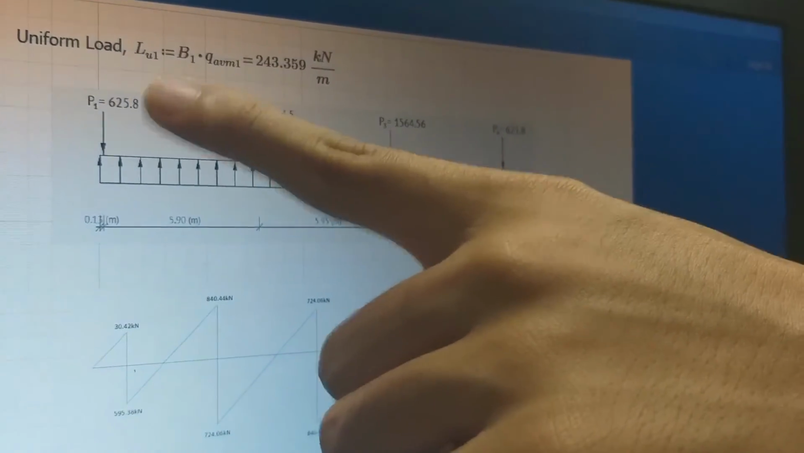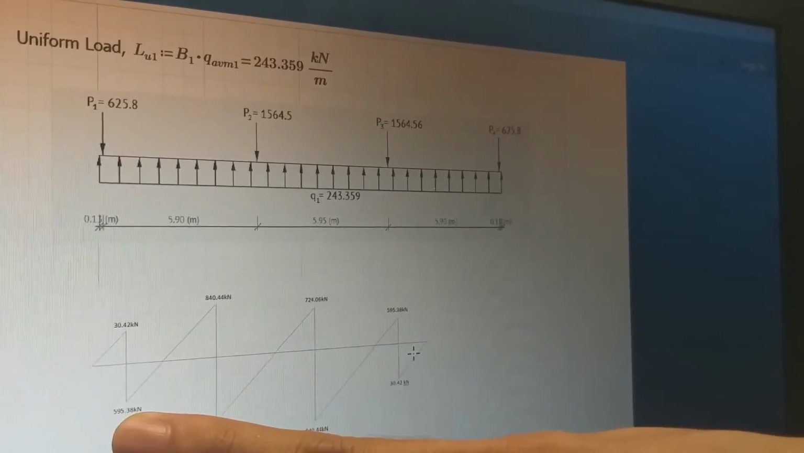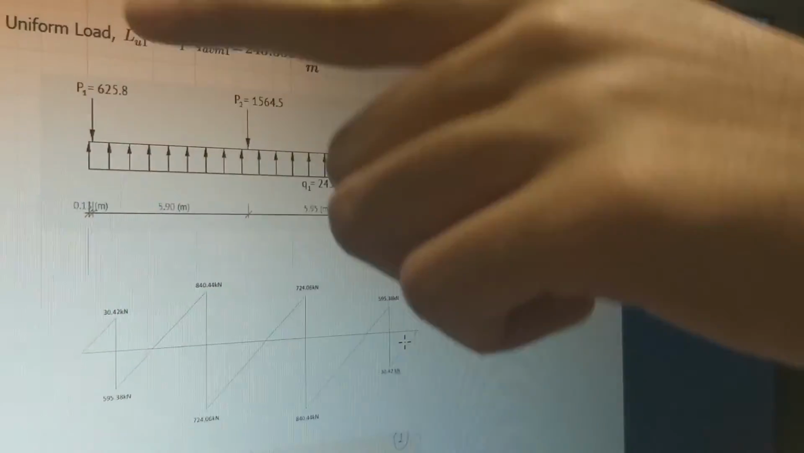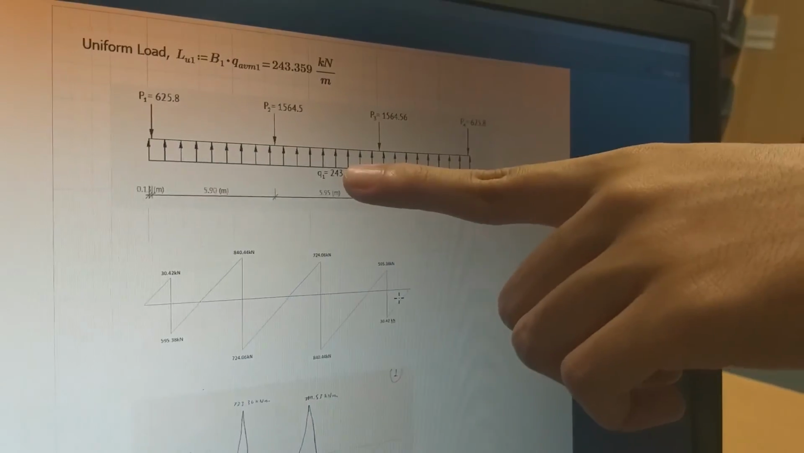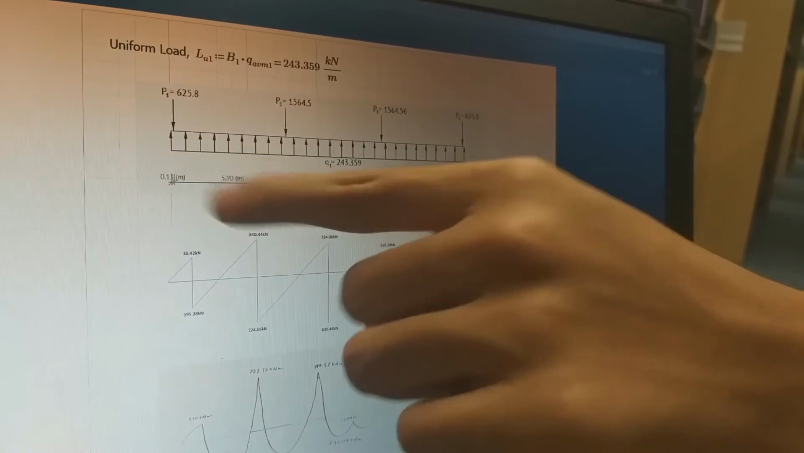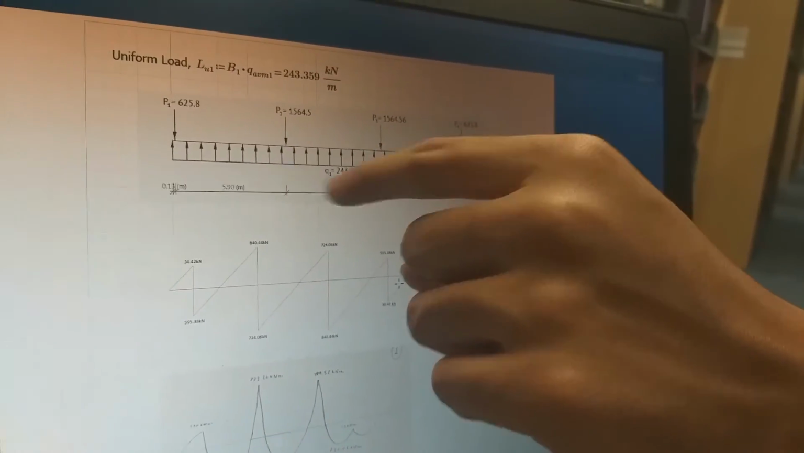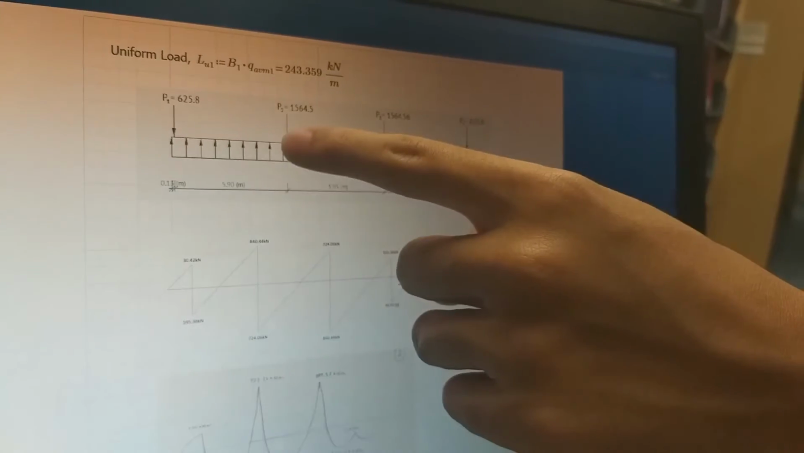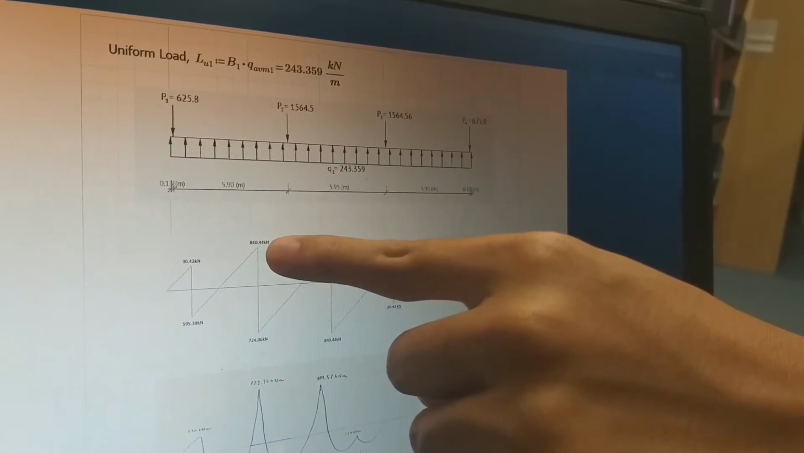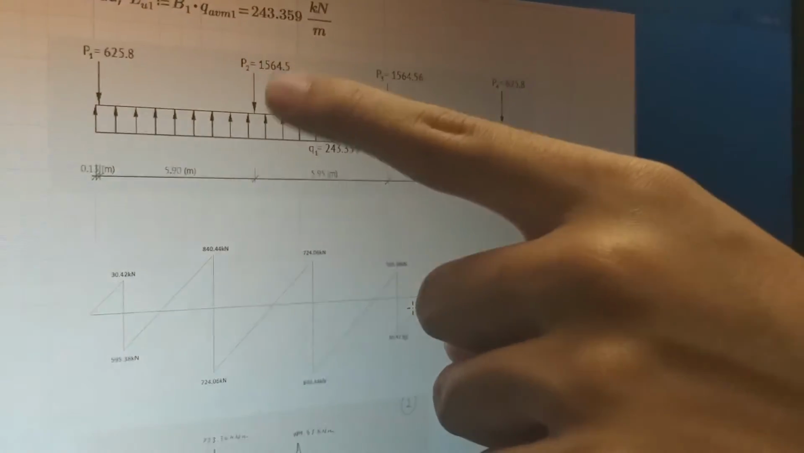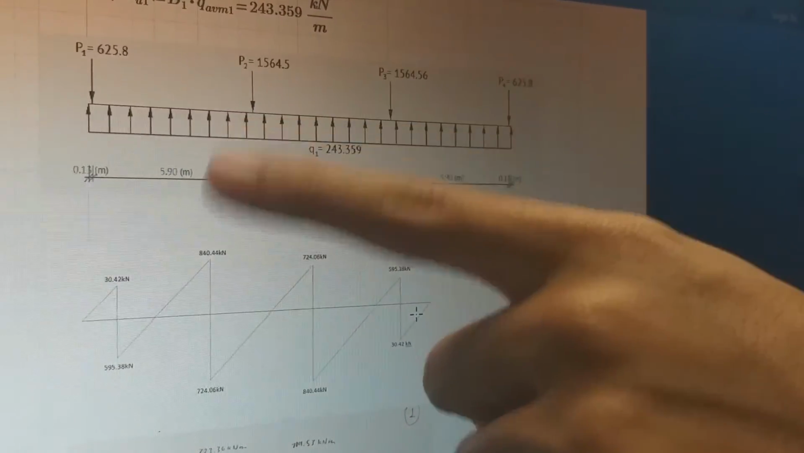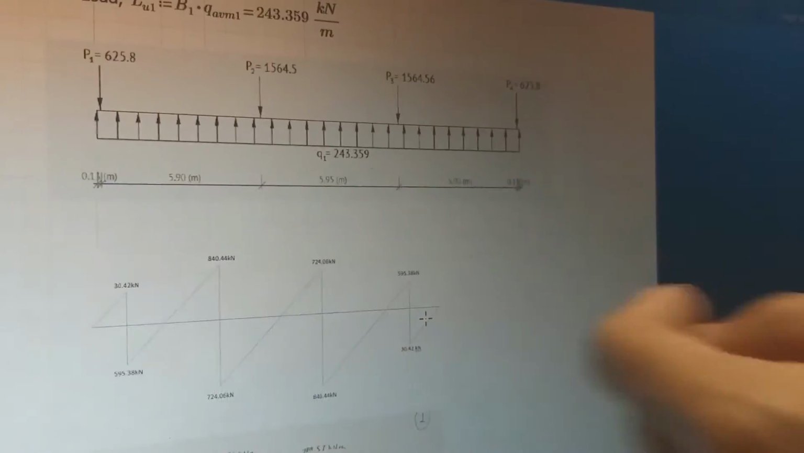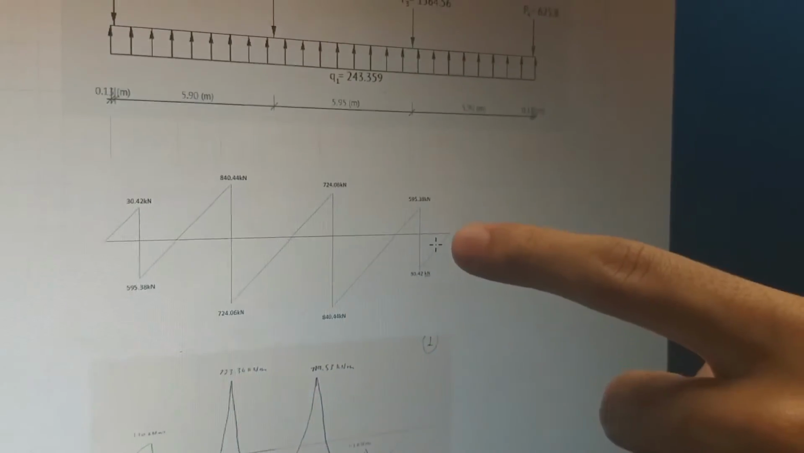And then we minus the P1 value, which is 625.8, and we will get 595.38 kilonewton downward, because it was downward, so it's going to be the opposite of the uniform distributed load. And then we add 243.359 multiplied by the distance from P1 until P2, 4x0.44, and then we minus the point load number 2, which is 1564.5, and then we will get 724.09, and continue for the rest, until it reaches 0 kilonewton.